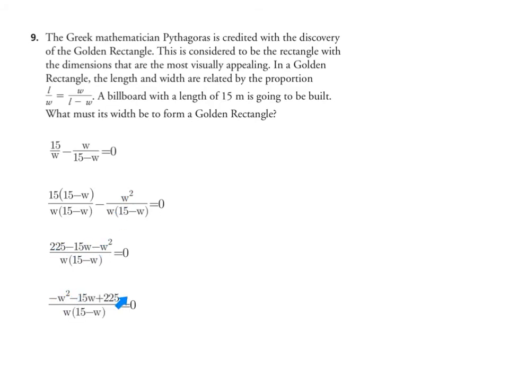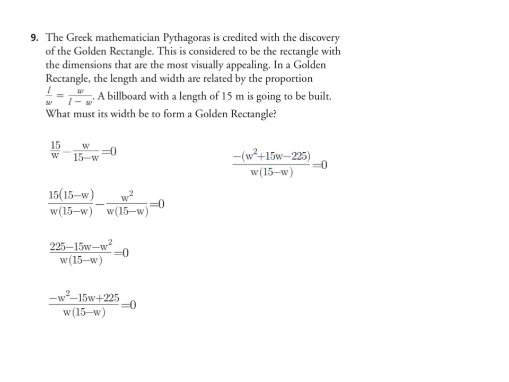Let's rearrange it so the highest degree is on the left and the lowest degree is on the right. Take out the negative 1. That way we have our leading coefficient there. All right, to solve this, we just have to find something where the numerator equals 0, but not the denominator. This doesn't look like it's going to be easy to factor necessarily, so since it's a quadratic, I can just use the quadratic equation because we're going to want to see when W squared plus 15W minus 225 equals 0.